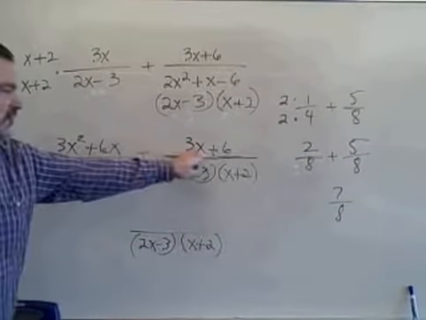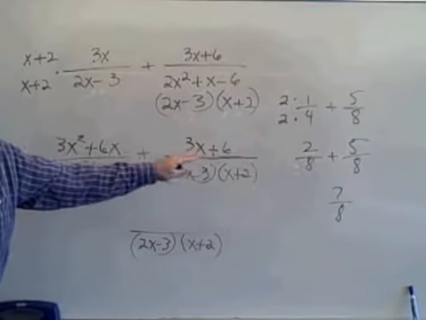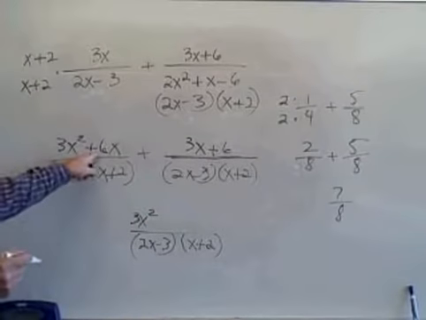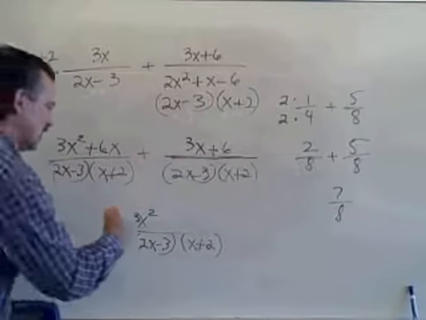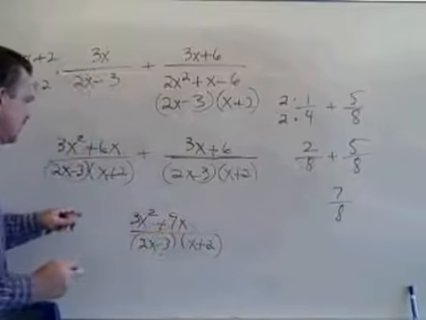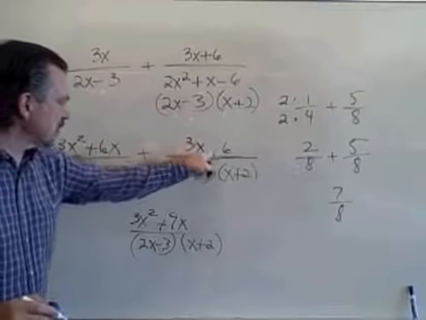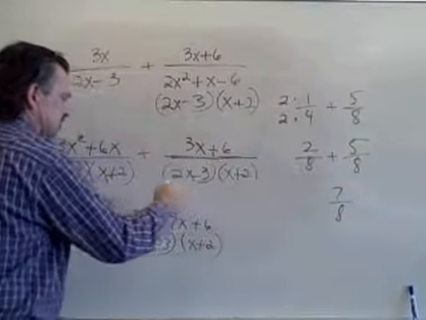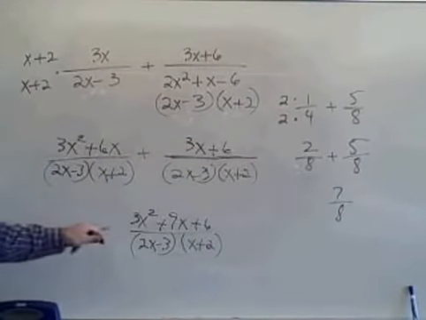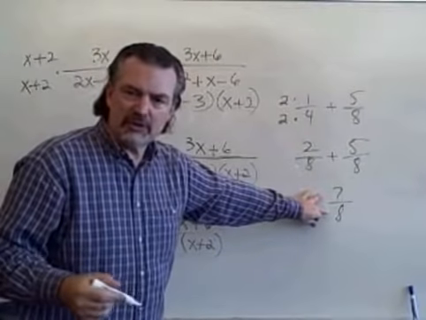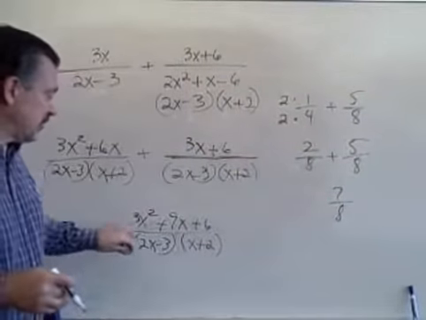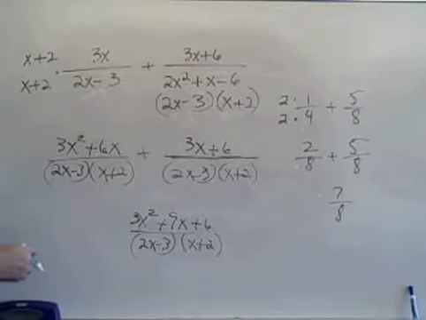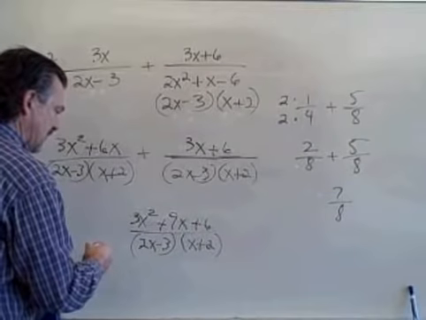3x squared. There isn't an x squared term over here to add, so that stays 3x squared. Plus 6x plus 3x more, that's plus 9x. There's no constant term here, so I just end up with plus 6. And now, we would always look to see if we can reduce. We can't reduce 7/8, but we don't know whether or not we can reduce here until we factor that trinomial. So let's see if that trinomial is factorable.